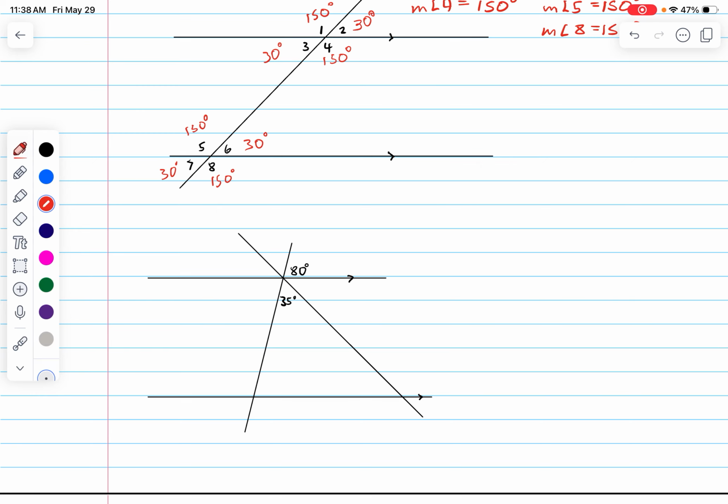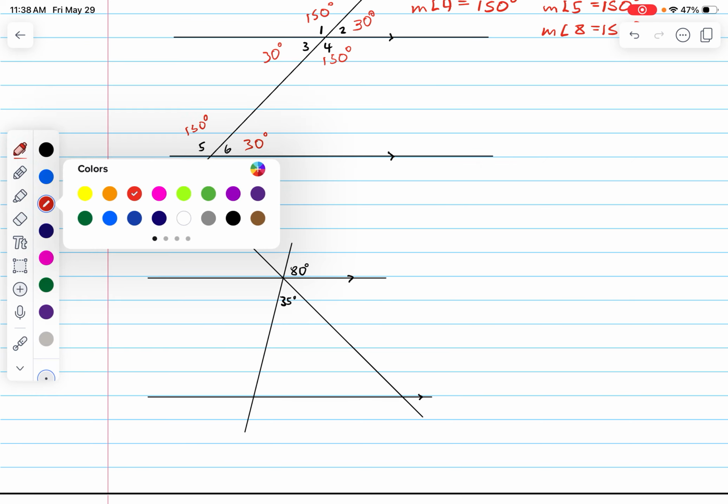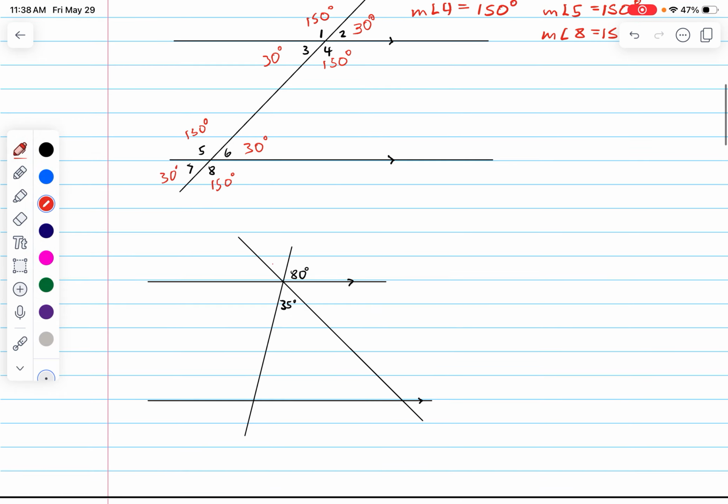Well, I'll write this in red, okay? So let's see what we've got. We've got this angle here, and this angle is 35 degrees. And it's 35 degrees because it's a vertical angle of that 35. So we've got that angle immediately.